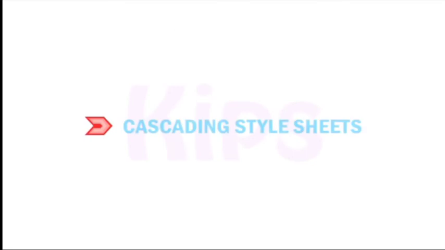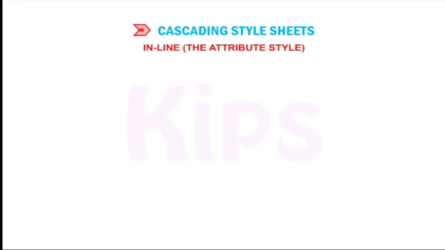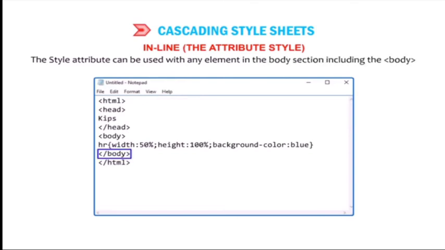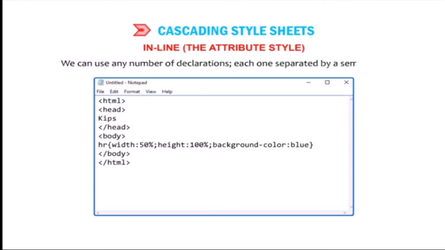Okay students, let's learn about cascading style sheets. You can include the style sheet rules with an HTML document in the following ways. Inline, the style attribute. One way to apply CSS to HTML elements is by using the style attribute. The style attribute can be used with any element in the body section, including the body tag itself. We can use any number of declarations, each one separated by a semicolon.